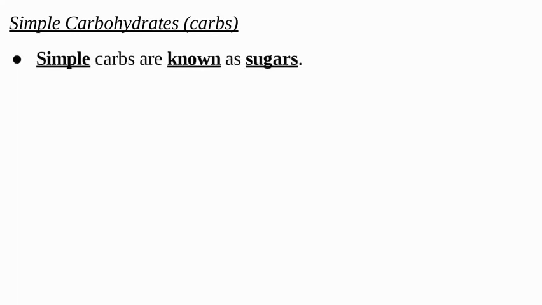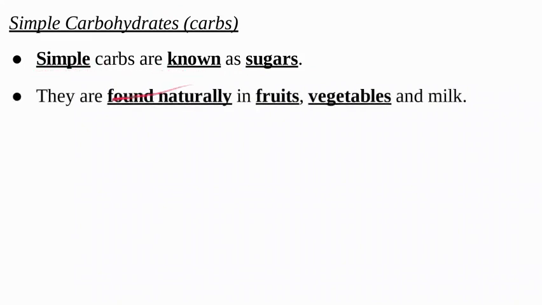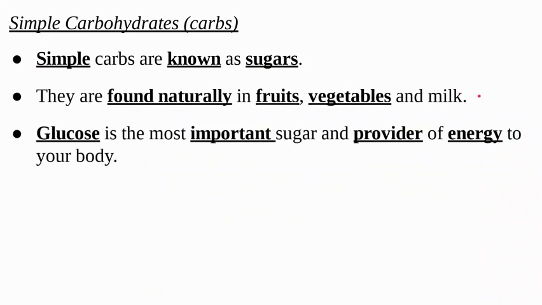Now let's first talk about simple carbs. Essentially, anything that is a sugar is considered a simple carb. They are found naturally in fruits, vegetables, and milk. Glucose is the most important sugar and provider of energy.